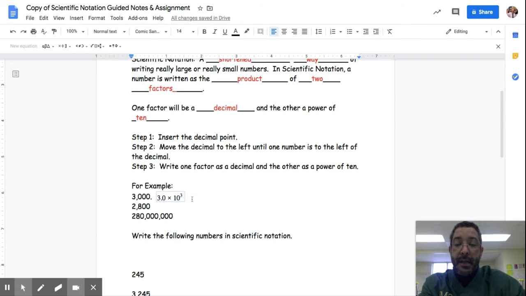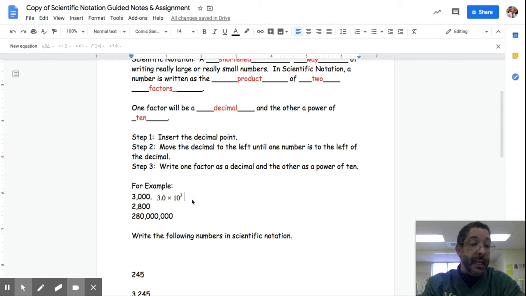And the reason I'm going to type the exponent 3 is because, again, if you look at that graphic organizer, 10 to the third power is the thousandths position. And that's also how many places I moved my decimal to get one number to the left. Okay? So my decimal was inserted here. 1, 2, 3. 3 to the left. All right? And I always insert my decimal at the end of the number.